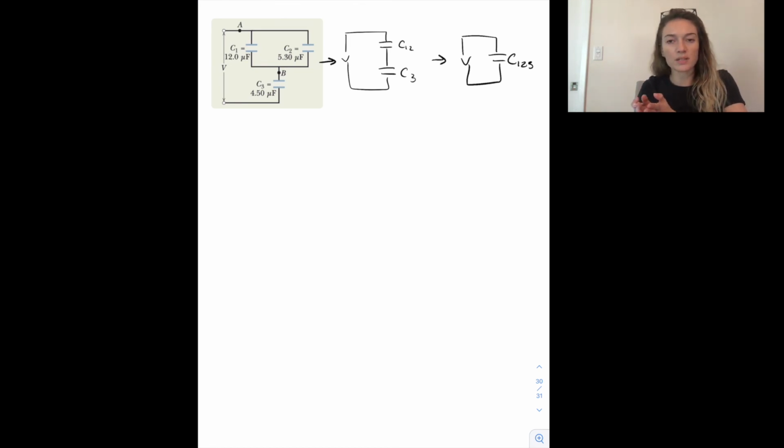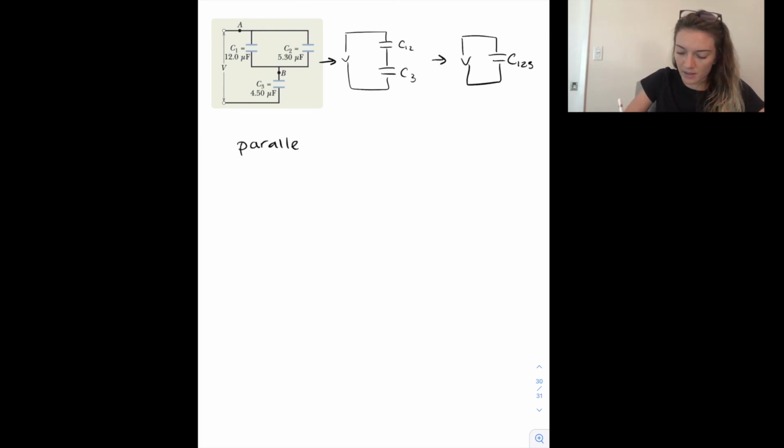You always want to do the ones in parallel first, because if you try to find the equivalent capacitance of C3 and C1 here, you wouldn't be able to do it. You would need to find the equivalent capacitance of these two in parallel first, and then you can do the ones in series. So for capacitors, let's do the ones in parallel first.